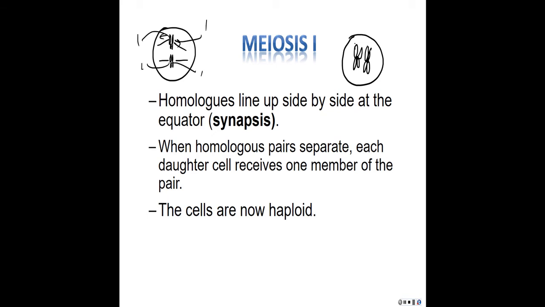In meiosis, the first cell division reduces the number of copies of each chromosome. So this cell will have 1 chromosome, and this cell will have 1 chromosome. Notice they still have 2 sisters, right? And then eventually these will separate, and each one of those cells will have one of those sisters.